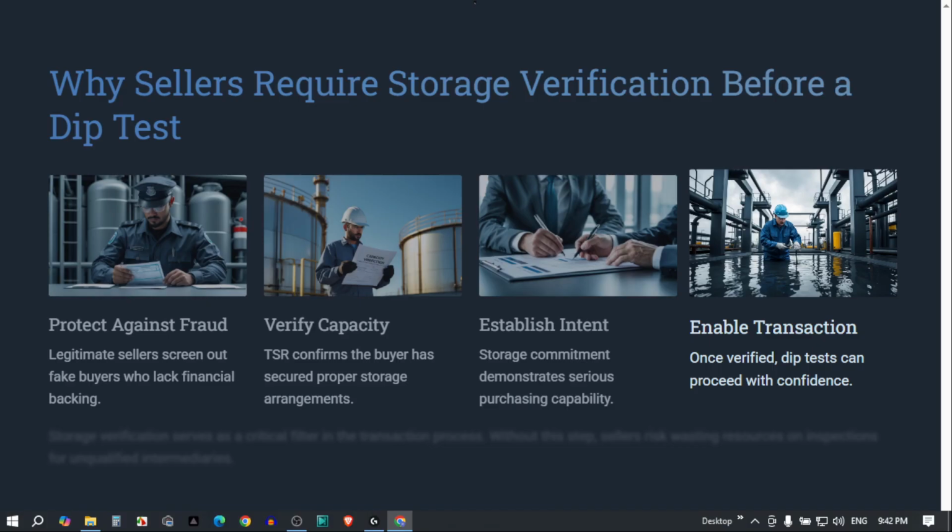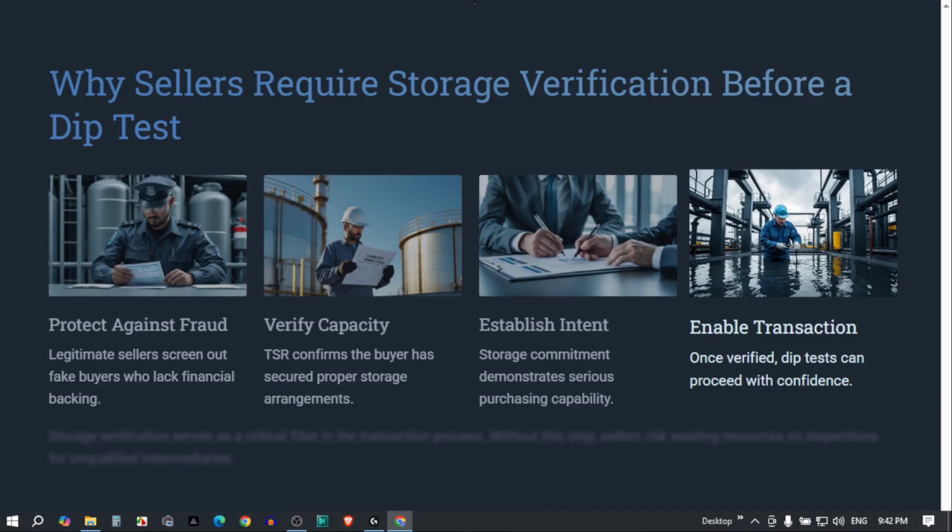You have to understand this. If everything is perfect, then you can say that this is good. If the buyer is showing all the documents, the tank storage agreement, everything, then we can say that this buyer is good, and now the seller is going to allocate the product, and also give permission for the dip test and all those things.